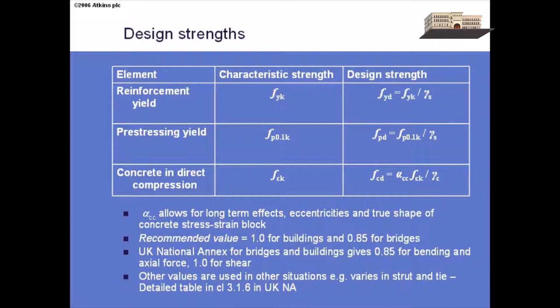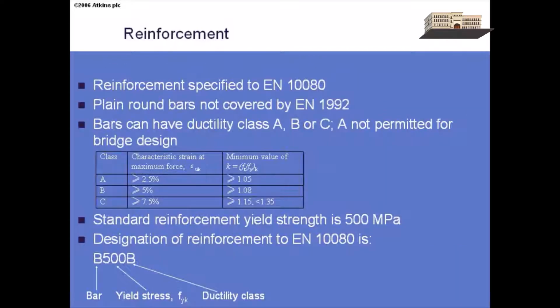Reinforcement we now specify to EN 10080, but we've effectively been doing this for some time now anyway through the existing BS. So bars can have 3 different ductility types, A, B or C, and A is the most brittle type of reinforcement and is not allowed basically. B is what we tend to typically get as normal reinforcement. The standard designation used in the Eurocode is the one here. So if you put B500B, it means you're going to get a B for a bar, 500 is the yield strength of the bar, and then the letter at the end is the ductility class.